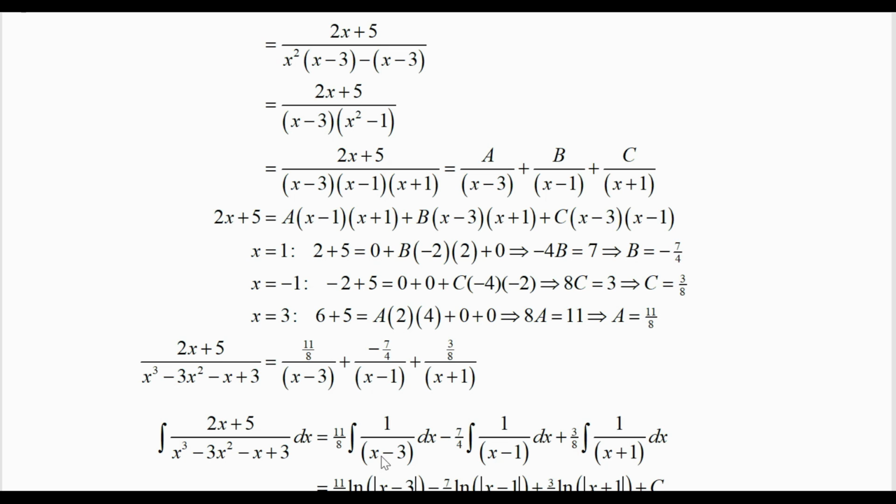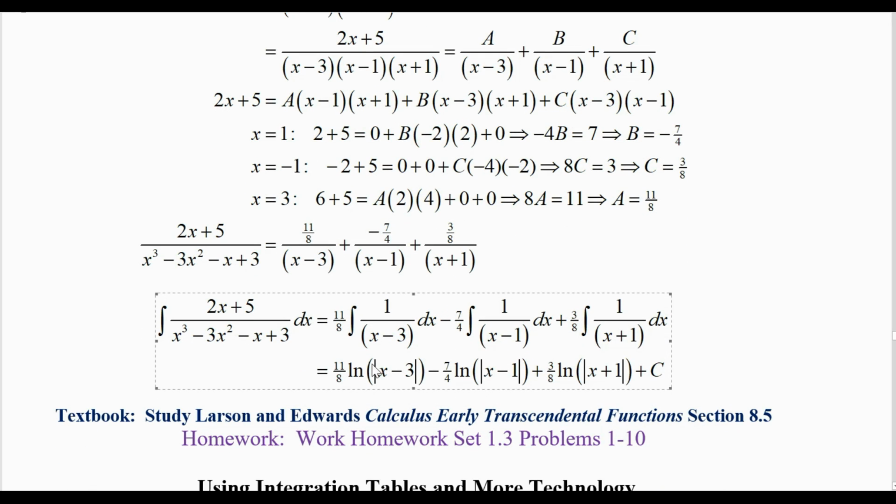And whether we let u be x minus 3, x minus 1, or x plus 1, du is dx. So all of these just become basically the integral of 1 over u du for different substitutions of u. So the antiderivatives are just log of the absolute value of the denominator. So what we end up with is 11/8 natural logarithm of the absolute value of x minus 3, minus 7/4 logarithm of the absolute value of x minus 1, plus 3/8 logarithm of the absolute value of x plus 1. And of course, when the last integral sign disappears, don't forget plus C for the arbitrary constant so that we have the entire family of antiderivatives.